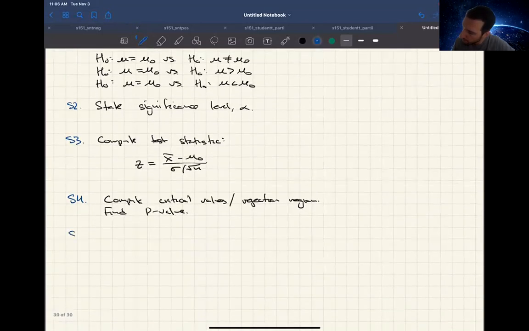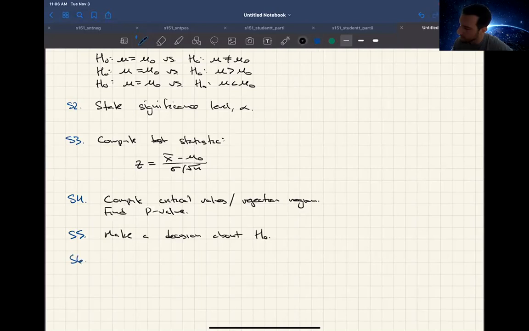Okay, so on step 5, we make a decision about H0, and then on step 6, we conclude.